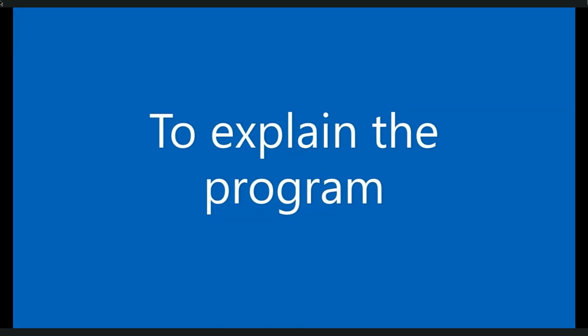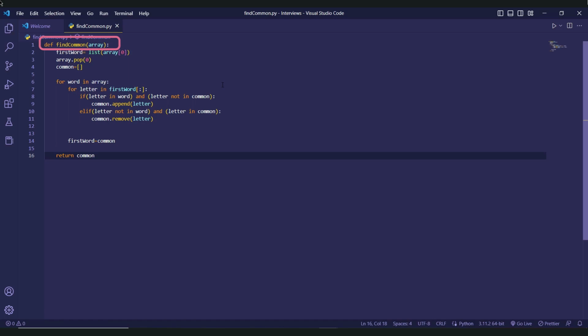To explain the program. The def keyword allows us to create a function in Python. This function is where we will be writing the rest of our program. The function, which I named findCommon, takes an array, and this array will contain a list of all 3 strings provided by the user. With this line of code, I converted the first word into an array made up of the letters that make up the first word. So each member of the array is an individual letter of the first word. So let's say the first word is goat. When this line runs, we will end up with an array like this.